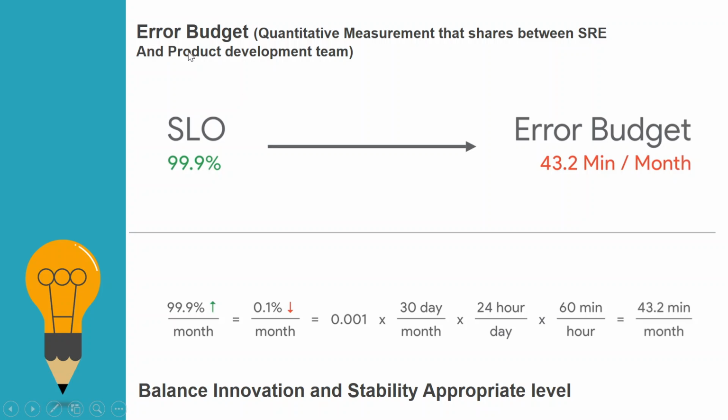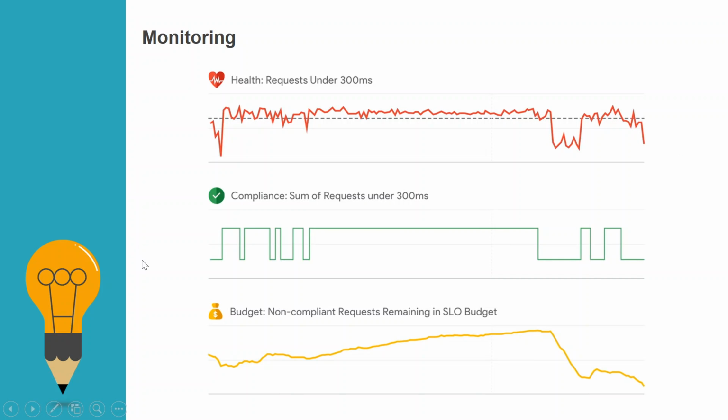So how can we classify the error budget in a smart way? Balance innovation and stability at an appropriate level. Our innovation, our new features, and our stability should be balanced so that we fall under this error budget and should not exceed it. This is the main concept of the error budget, which we need to calculate over 30 days based on our SLOs. So we need to monitor everything to monitor our health. Suppose we agreed that our customer will get the response in under 300 milliseconds. So some of the requests are under 300 milliseconds, and we need to check whether our budget is being exceeded or not. So our SLOs should be monitored.